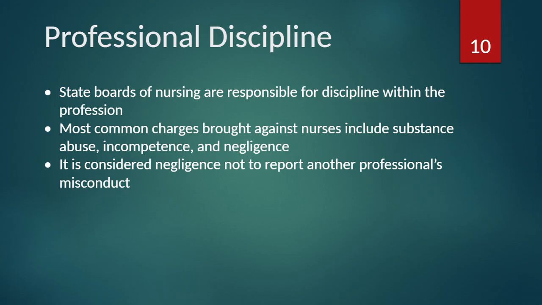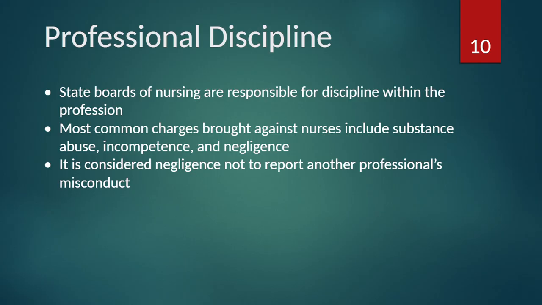Professional discipline is an essential part of ensuring public safety and maintaining trust in the nursing profession. State boards of nursing are the regulatory agencies responsible for overseeing professional conduct. Their duty is to investigate complaints, determine whether a violation has occurred, and take appropriate disciplinary action when needed. These actions can range from education and remediation to suspension or revocation of a nurse's license, depending on the severity of the situation.